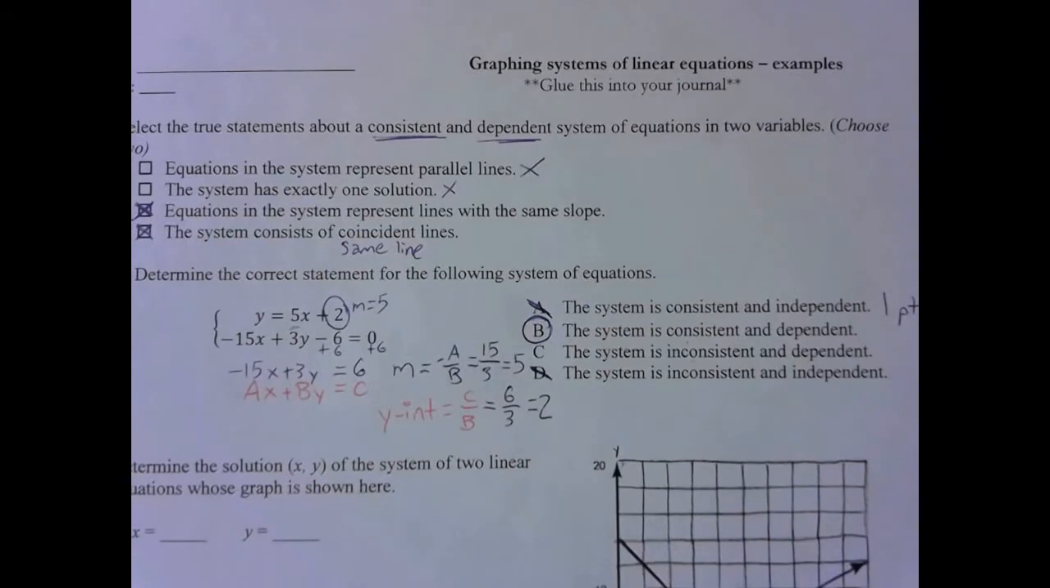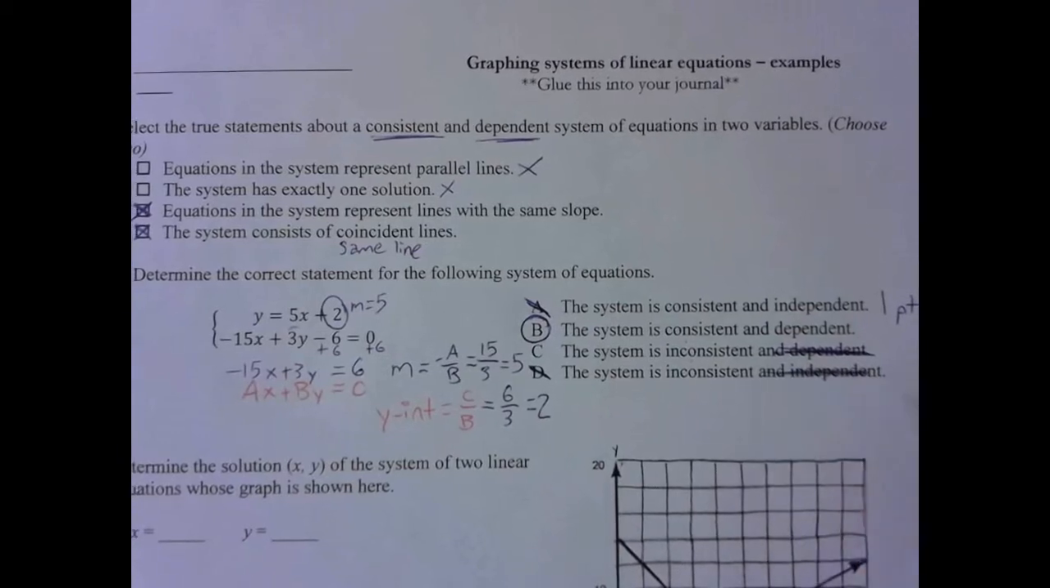Ta-da! So again, C could not have been the answer because that doesn't even make sense. If you're inconsistent, you're not dependent, you're not independent. So C and D didn't make sense in the first place.